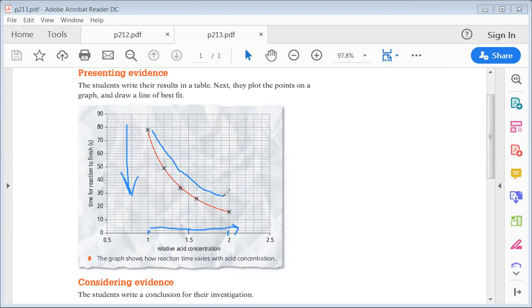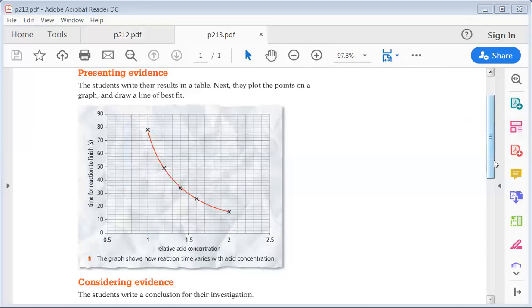So why is the time decreasing here? Because the acid is getting more concentrated. And what will happen to the reaction? The reaction will happen fast. So they will react faster. They won't take a long time to react together. So all the reactants will be used up quickly in a short time.